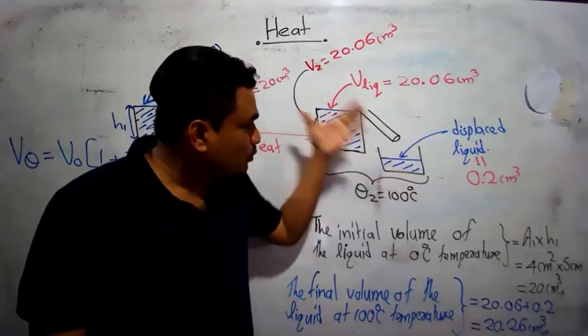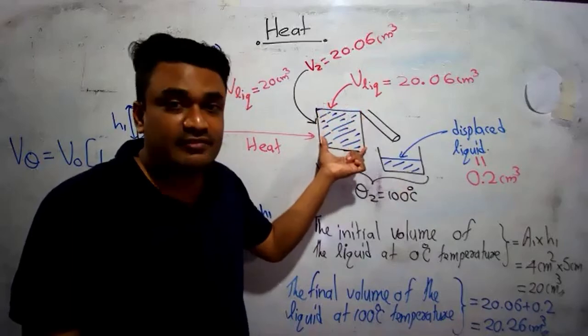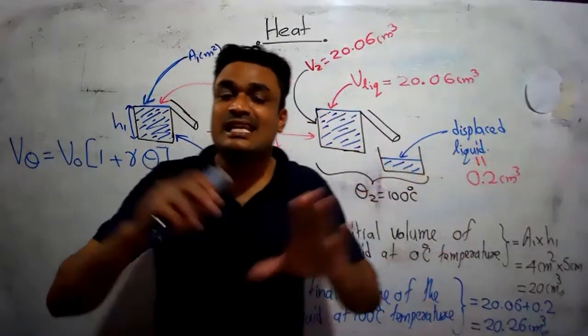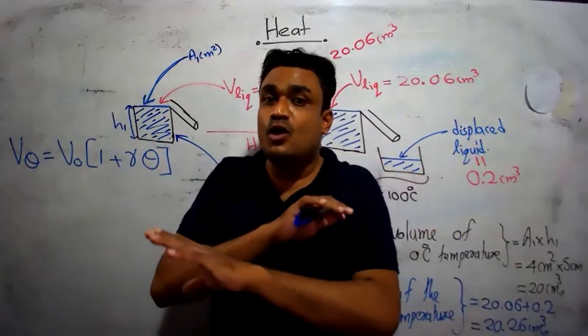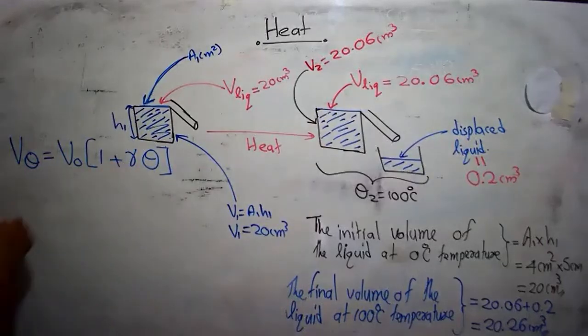So the real volume of the liquid at 100 degrees Celsius is the real volume of the vessel plus the real volume of the displaced liquid. As we are using real volumes, and we have not neglected anything, the things are real. Therefore, gamma is said to be the real gamma.